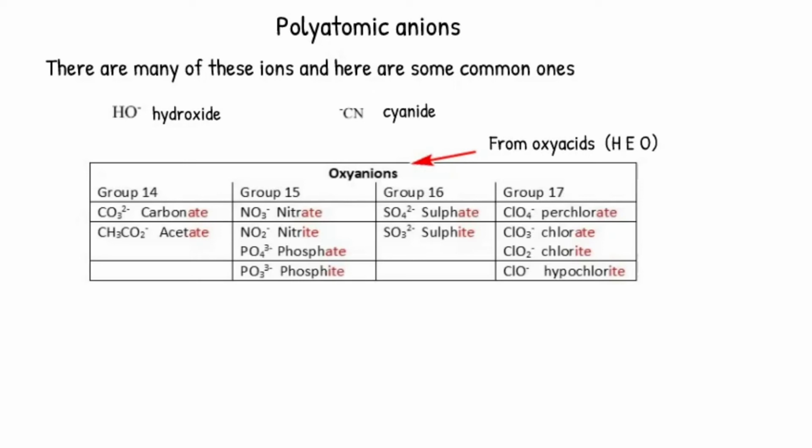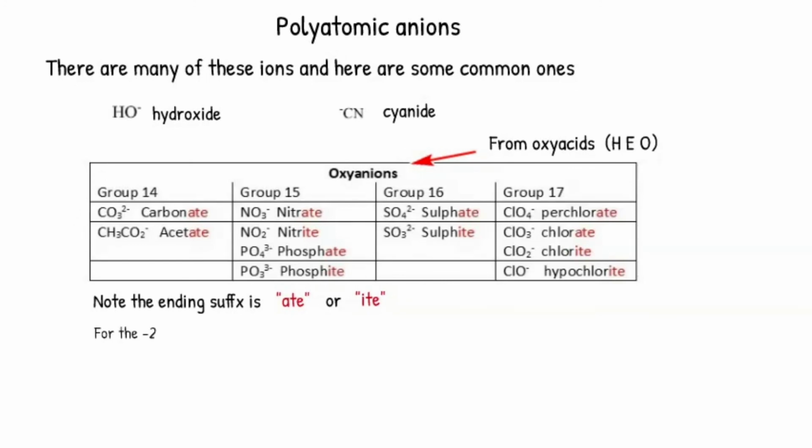Group 16, sulfate and sulfite. Group 17 are the series where there are 4 to 1 oxygens. The ClO4 minus is perchlorate, then the chlorate, ClO2 minus is chlorite, and ClO minus is hypochlorite. Note the suffix ending is ate or ite.